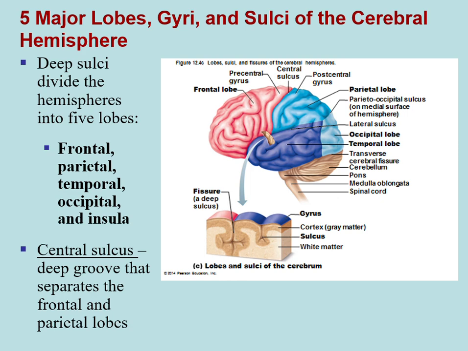Now there's notable sulci and gyri, like the central sulcus, which is a deep groove that separates the frontal and parietal lobes. There's also the parieto-occipital sulcus on the medial surface of the posterior hemisphere of the brain that separates the parietal lobe from the occipital lobe.